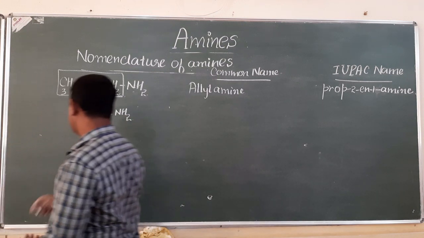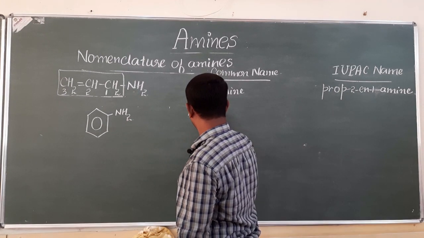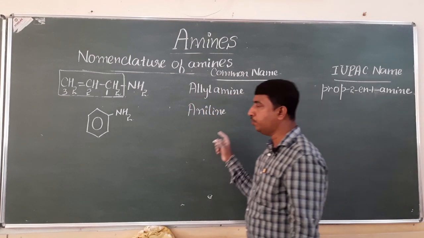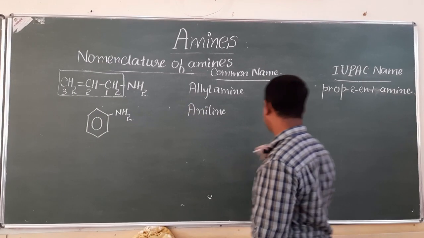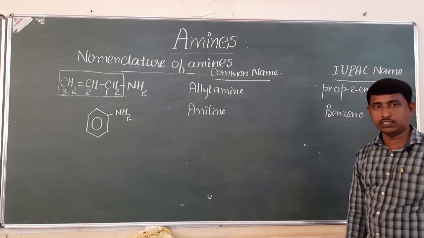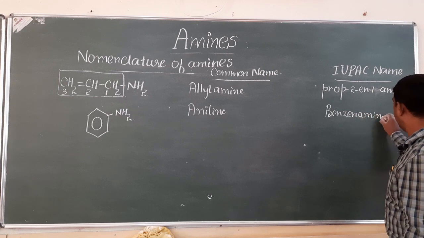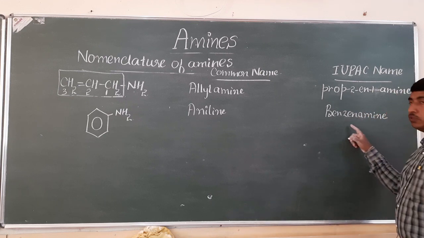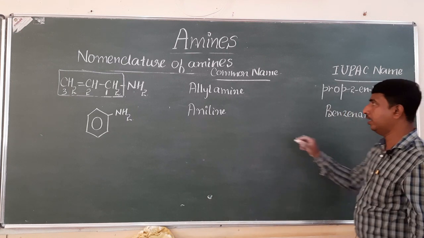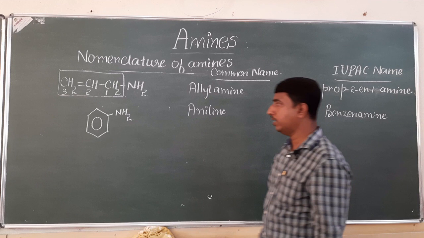This compound is familiar to you. Benzene ring containing NH2. It is called aniline. In the IUPAC system, the parent chain is benzene. So I'll replace E by amine, like aliphatic amines. So the name becomes benzenamine. Either it is called aniline or benzenamine. Aniline is the common name. Benzenamine is the IUPAC name.